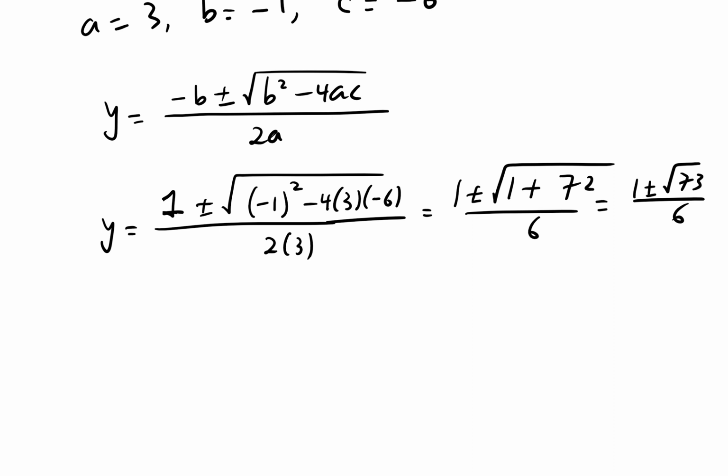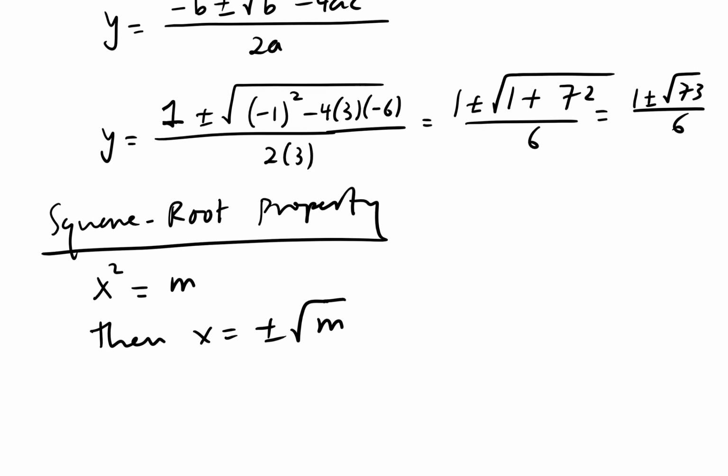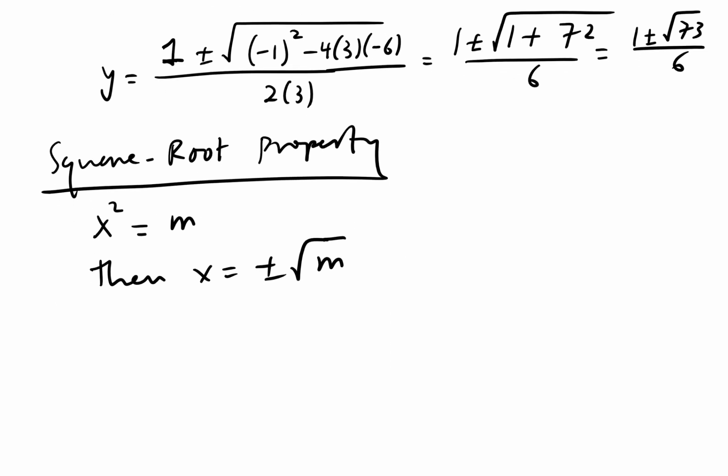Another thing to practice more on here is what we call the square root property, which says if x squared is m, then x is plus or minus the square root of m. So if we have, let's say, x squared minus 11 equals 0, we need to solve this.